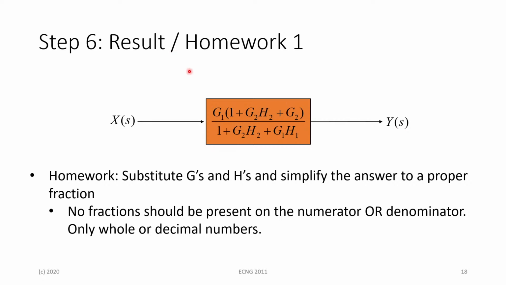So like I said, for this reduction that we did here, because we had S-domain equations for G1, G2, H1, and H2, for homework, you need to substitute those equations for each one of those G's and H's here, and then simplify the answer to a proper fraction. Meaning that there shouldn't be any fractions present in the numerator or the denominator. It should just be whole numbers or decimal numbers only, if required.